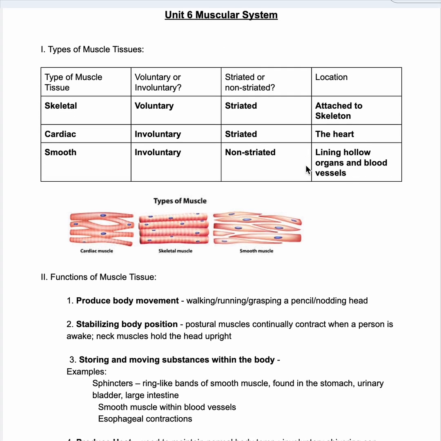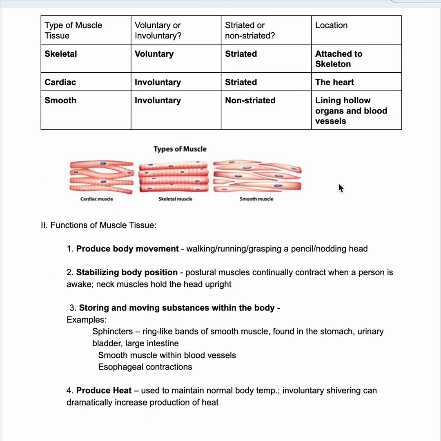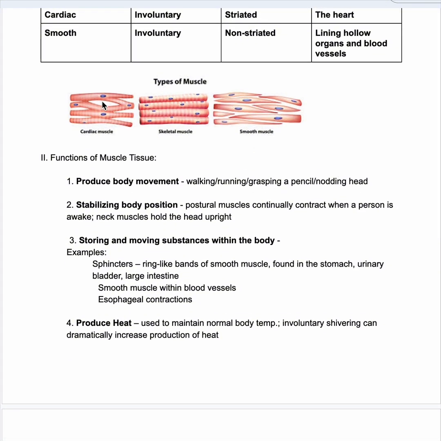And then in terms of location, just really quickly, skeletal, obviously attached to bone, the skeleton, cardiac, obviously the heart, and then smooth, you kind of find that in the interior lining of organs, and also endothelial tissues, the interior of blood vessels. Here's some pictures of that.